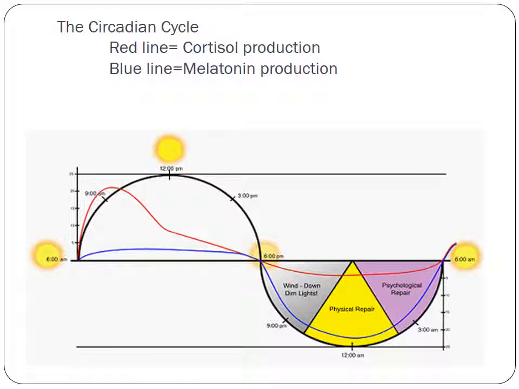Now let's take a look at our melatonin production, and this is the blue line. Notice that the blue line is fairly stable throughout the day, and then it drops during the night and begins to rise again in the morning. Let's go on to our next slide after you've got a handle on this picture here.